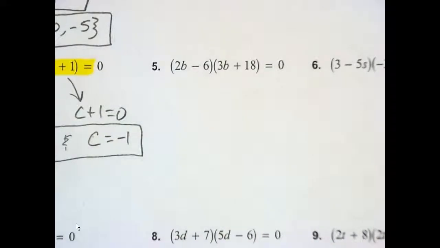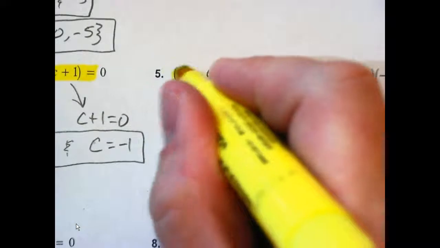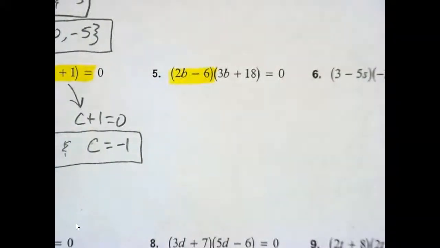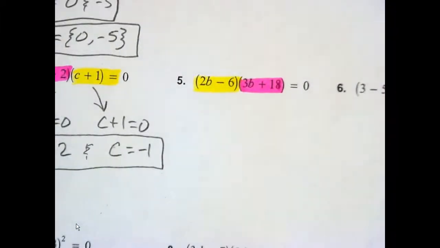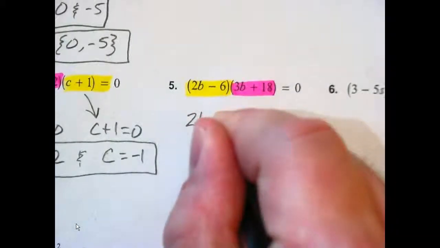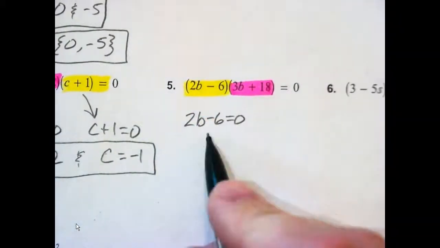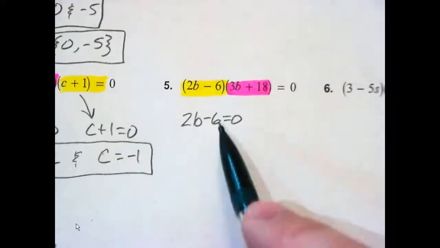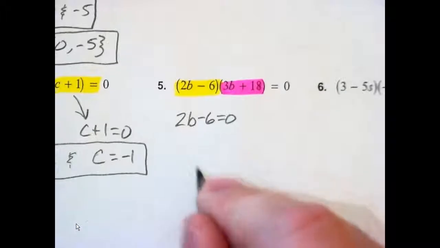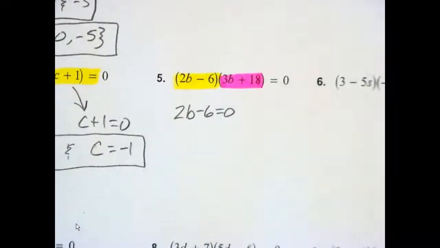Number 5. Take a look at it. Tell your neighbor what the two things you are multiplying together. 2b minus 6 and 3b plus 18. I would hope that you guys are good enough with equations now that you can do these in your head. So if I said 2b minus 6 equals 0, what are the two steps? Don't actually write them out. Tell your neighbor what two things you have to do to get b by itself.